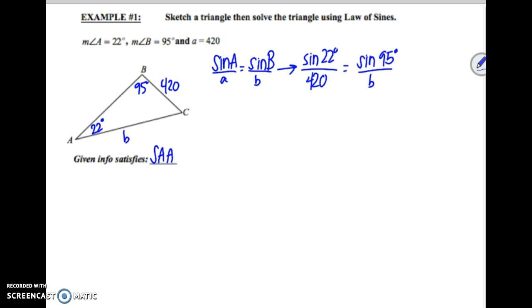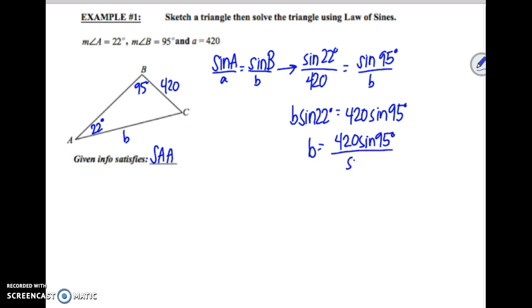Now if we multiply by b on both sides, and multiply by 420 on both sides, we are left with b times sine of 22 degrees equals 420 sine of 95 degrees. Dividing by sine of 22 degrees on both sides, we are left with b equals 420 sine of 95 degrees divided by sine of 22 degrees. When punching this into your calculator, you're left with b equals 1,116.9.